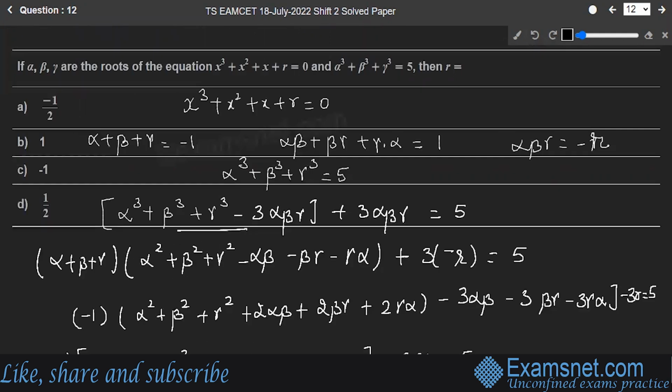Okay, so that means r is equal to minus 1. We have option C as the correct answer. Hope you understood. Let's move to the next question.